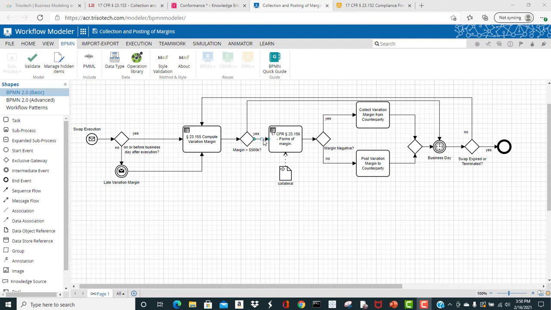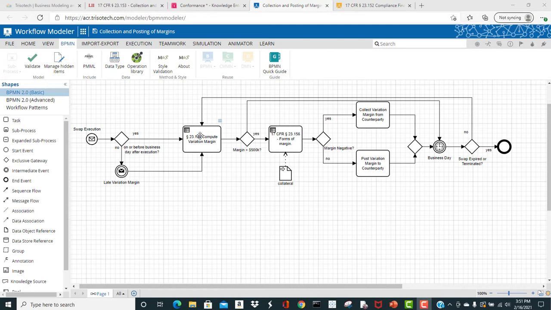So we're in the workflow modeler of the Trisotech enterprise software, and we're looking at the workflow that is detailed by the business rules we developed in the analysis of the regulation. You can see that the workflow starts with the execution of the swap, and the first gateway that occurs after that execution is the rule related to the time frame: on or before business day after execution. If we don't comply, we're going to report that somewhere.